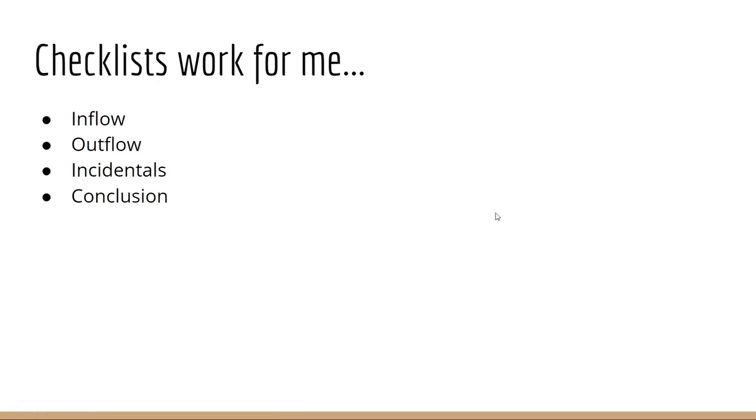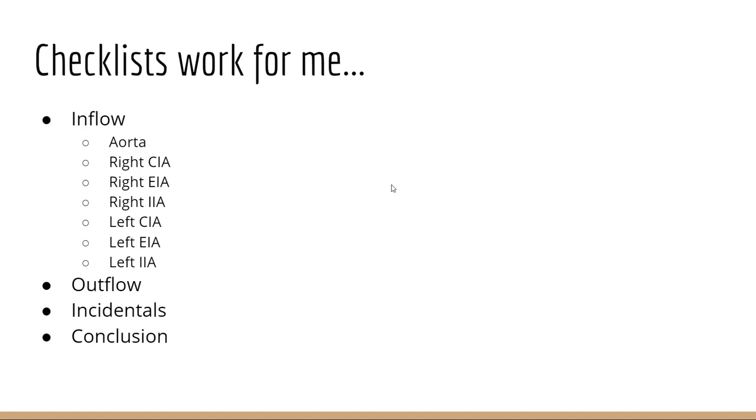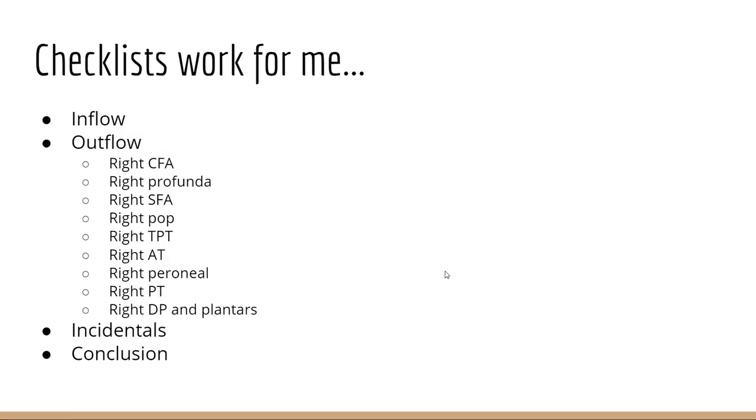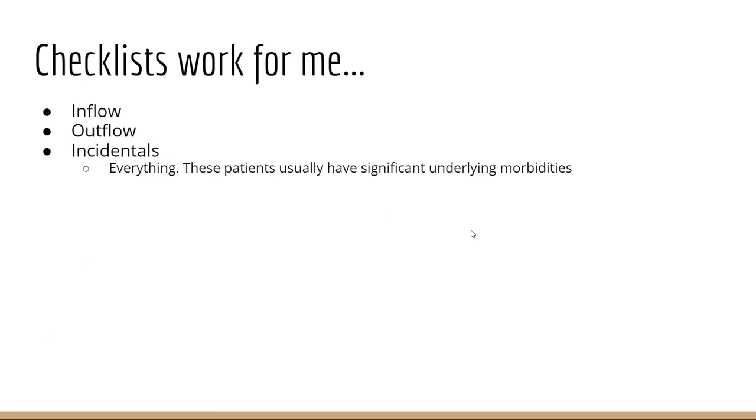Like I said, checklists work. I find them to be extremely helpful in all of radiology, but in particular with these CT runoff studies. So I break my dictation into inflow, outflow, incidentals, and conclusion. Inflow being, I'll look at the aorta and its branches. I'll look on the right and the associated iliacs, then the left and its associated iliacs. Then I'll look at the outflow. I'll look at the entire right leg first, including the profunda, and then move on to the left.